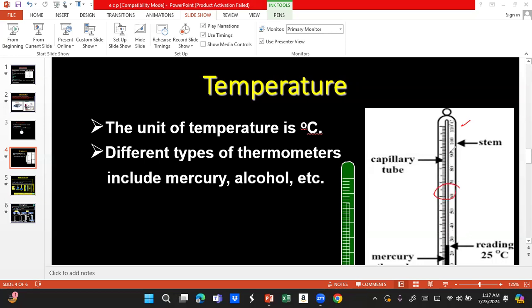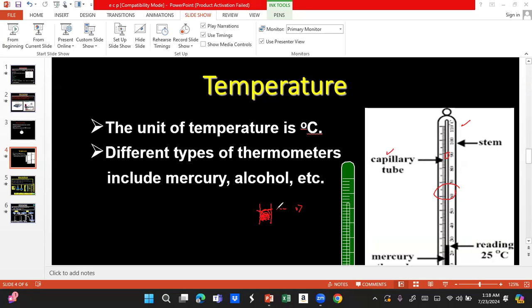This is a small capillary tube through which alcohol or mercury rise. You want to just add something. When you see the movement of mercury, you see it will be like this. This is known as convex meniscus. We will read it from the top and add this line.